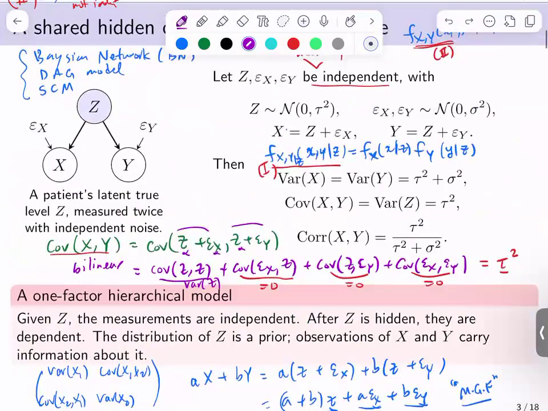And you can see if tau is 0, basically, you'd have a random variable that has mean 0 and variance 0. So it has to be 0 almost surely. So this is not there essentially. And so they're independent.